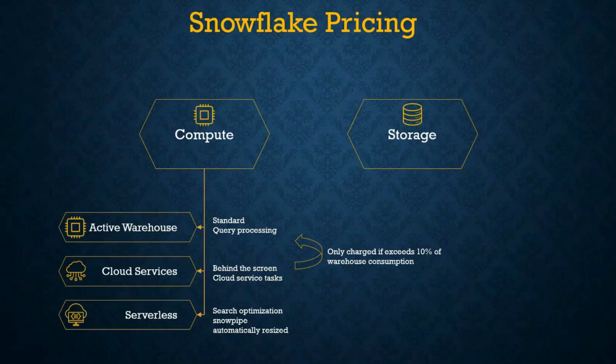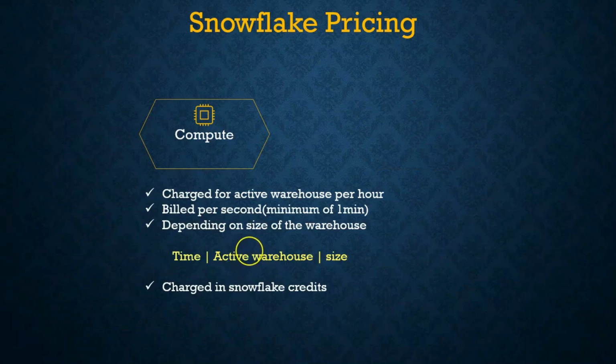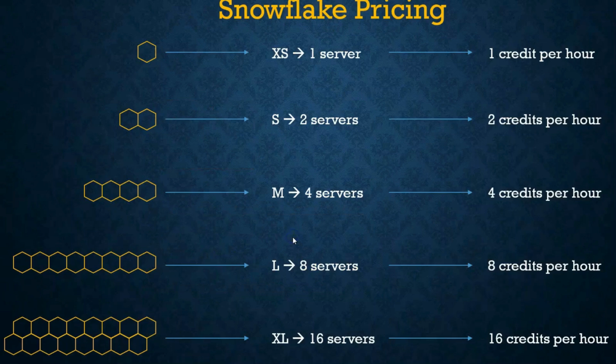So how exactly are you billed? It depends on three key factors. Time the warehouse is running. Number of active warehouses. Size of the warehouse, for example, small, medium, etc. Each size tier represents a doubling of compute resources, and therefore, a doubling of credit consumption. For example, extra small equals 1 credit per hour. Small equals 2 credits per hour. Medium equals 4 credits per hour, and so on.